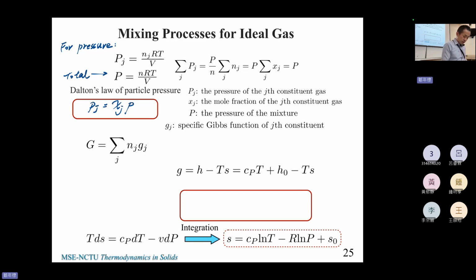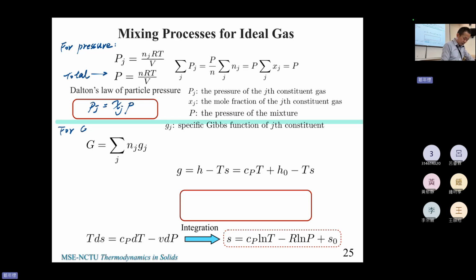So this is for pressure. I guess this is okay, this is not that difficult. This is the first concept on this page, the first concept is for pressure. How about for the gas?